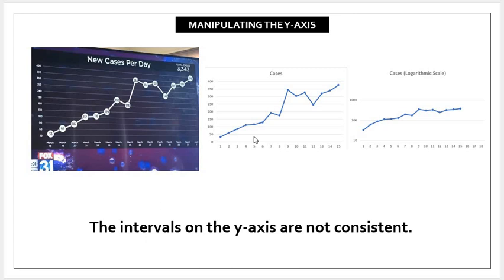In the second graph, my vertical axis has been remade to where it is consistent, and the graph on the far right is a logarithmic graph. So even though my intervals are not consistent, that is appropriate for a logarithmic graph.